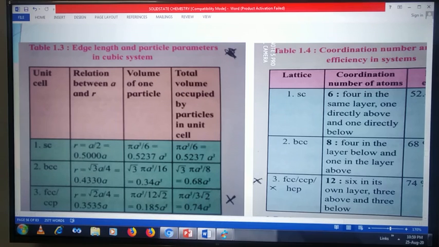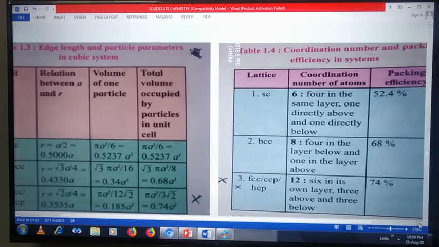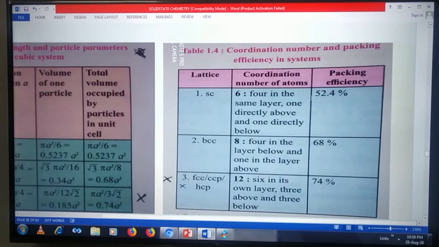Similarly, here we can show the relation, that is the coordination number as well as the packing efficiency. So for the simple cubic type of lattice, the coordination number we know is 6: 4 from the same layer, 1 from the above layer and 1 from the below layer touch this one. So total there are 6, that is the coordination number in simple cubic lattice, and the packing efficiency is 52.4%.